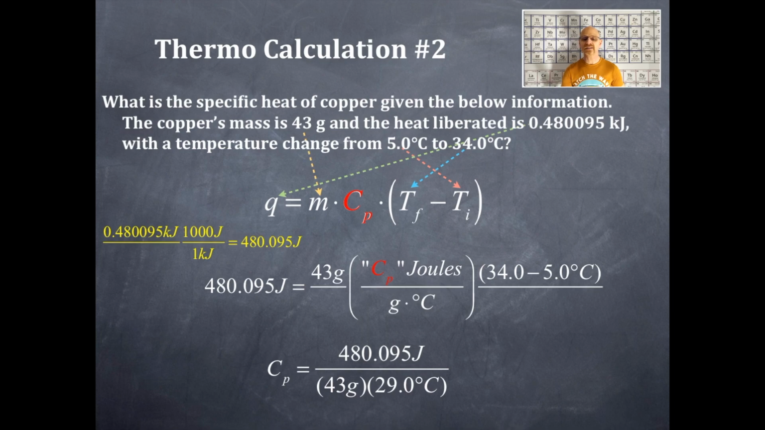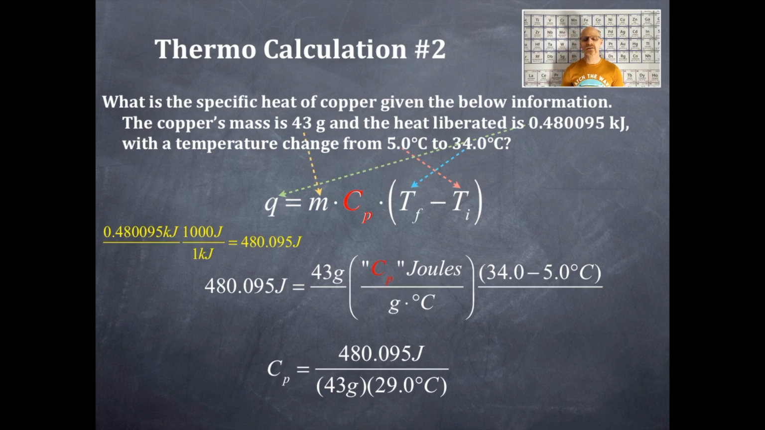The change in temperature is the 29.0 degrees Celsius. And then we have the 43 grams. So those two numbers are in the denominator. And we have the heat term in the numerator. You should see that right now my units are still correct. That is, joules in the numerator, grams and degrees Celsius are in the denominator. Okay, so I'm going to divide these numbers, and then this is what I get. So this is how I'm going to do this in my calculator, just to make sure you got this. That's 480.095 divided by 43, and then divided by 29.